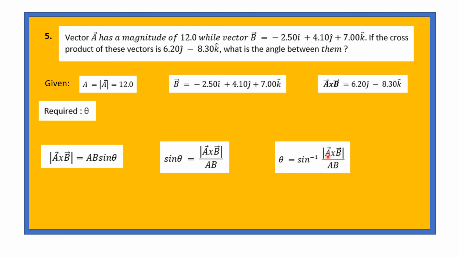So again, A cross B has a magnitude equal to what? We need to use this equation here. So we have 6.2 squared plus negative 8.3 squared, and then square root, that's how we find the magnitude. A is given, we have 12. How about B? So B is equal to the square root of negative 2.5 squared plus 4.1 squared plus 7 squared, and then square root. Okay?